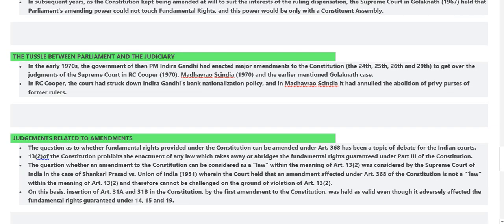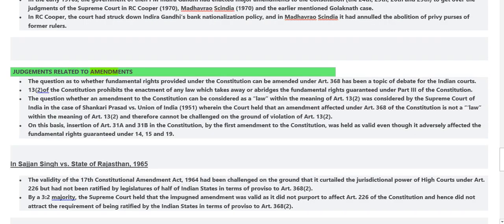The tussle between Parliament and the judiciary. In the early 1970s, the government of then PM Indira Gandhi had enacted major amendments to the Constitution, the 24th, 25th, 26th and 29th, to get over the judgments of the Supreme Court in R.C. Cooper, 1970, Madhavrao Scindia, 1970, and the earlier mentioned Golaknath case. In R.C. Cooper, the court had struck down Indira Gandhi's bank nationalization policy, and in Madhavrao Scindia it had annulled the abolition of privy purses of former rulers.